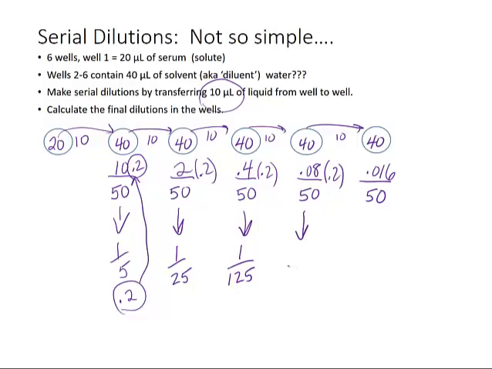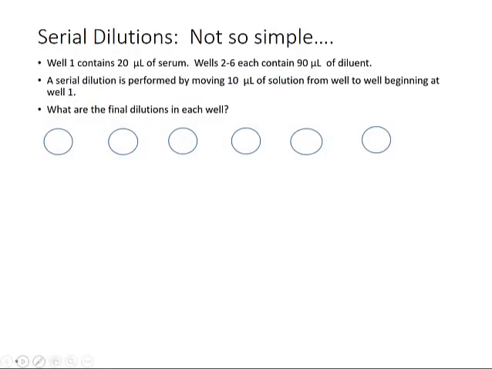50 divided by 0.08, 625. 50 divided by 0.016, 3,125. So there you go. Very easy. Let's do another example. We're going to follow the exact same steps that we did before. Because like I said, this technique will work no matter what your dilution is, as long as you read the problem very carefully. Well 1 contains 20 microliters, so let's fill that in.